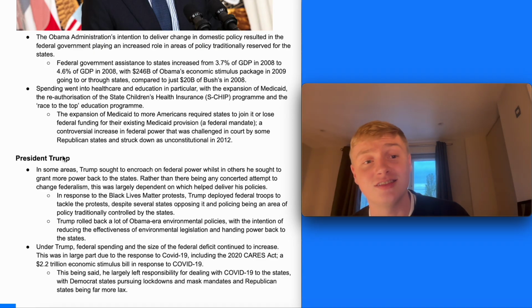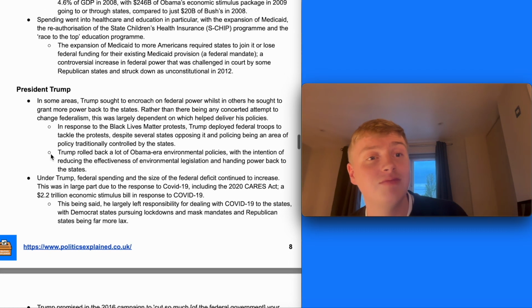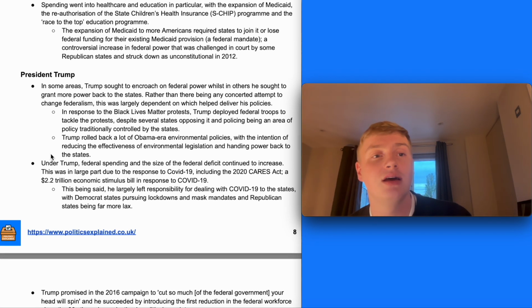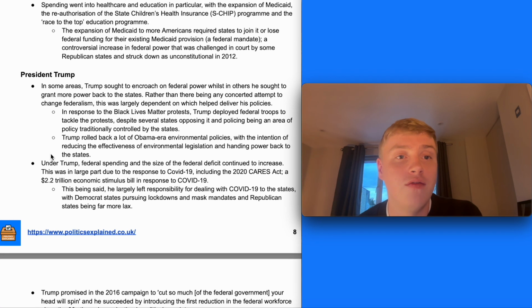So government assistance significantly increased, and spending went into healthcare and education in particular, with the expansion of Medicaid, the reauthorization of the State Children's Health Insurance Program, and the Race to the Top education program.